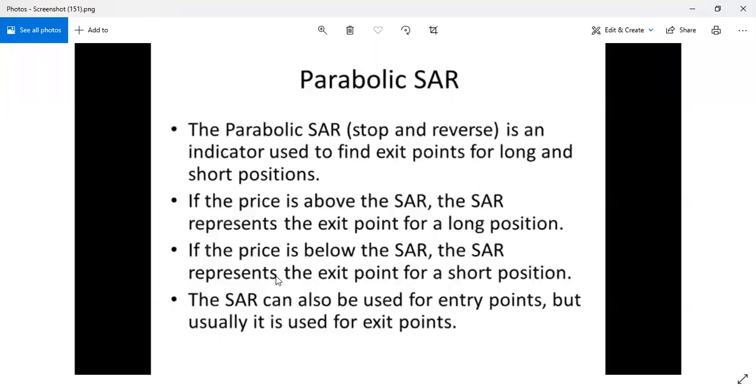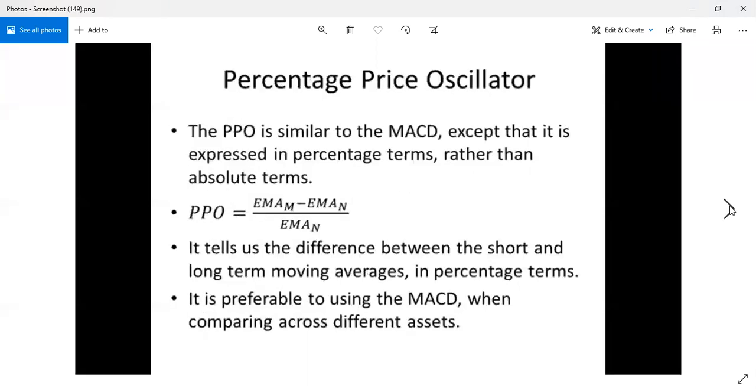The price below the SAR represents the exit point in the short position, as we did. Now with Excel we are entering the calculation of the oscillator, and you can find out which is the best.